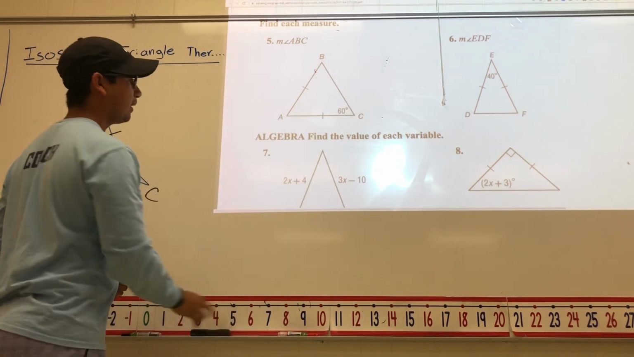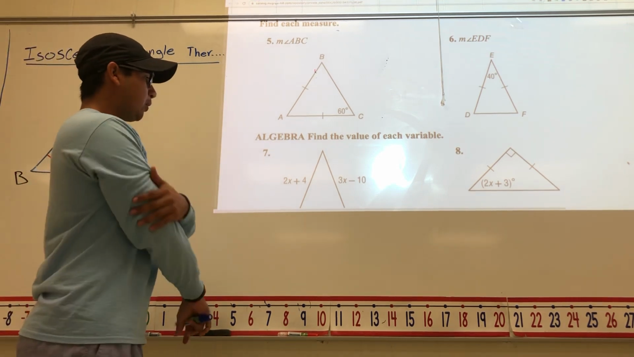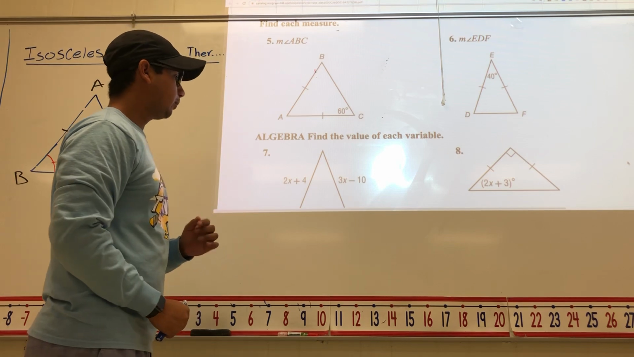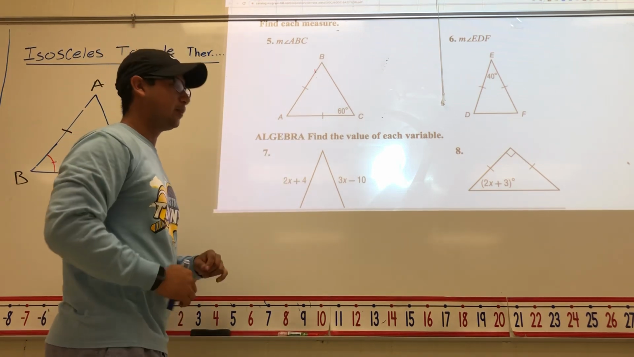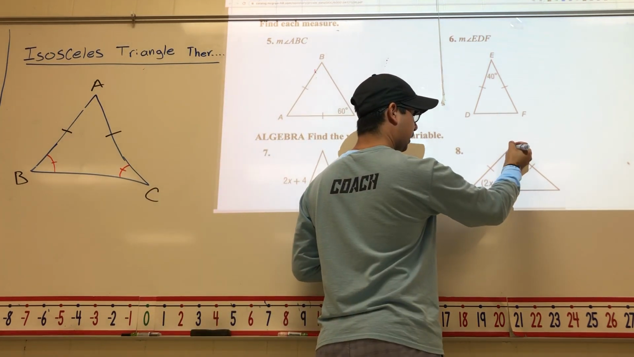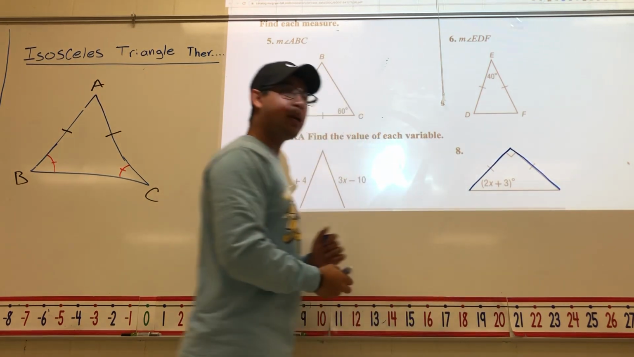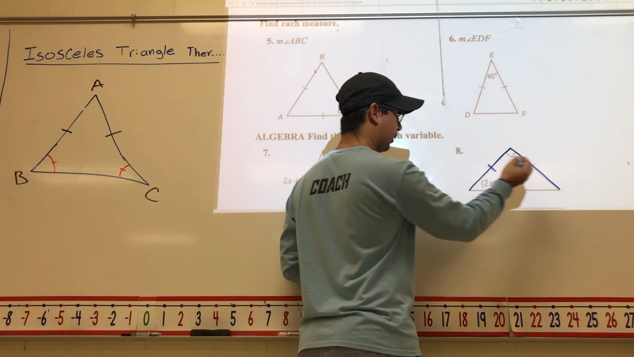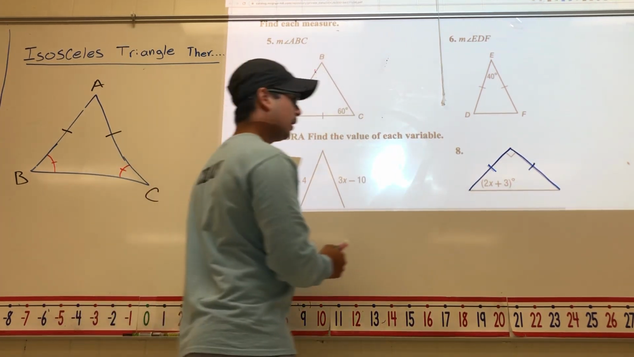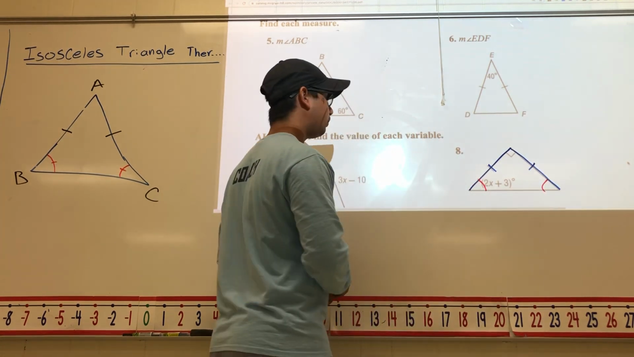And then finally 7 and 8. Find the value of each variable. So this is pretty simple. Okay, I can't see the bottom, so we're just doing number 8. But they're all very similar. So here they're telling us that this segment is congruent to this other segment, and we know that because it has this little line right there. So those lines mean that they are congruent. So what does that mean? Again, that means that this angle is congruent to that other angle.